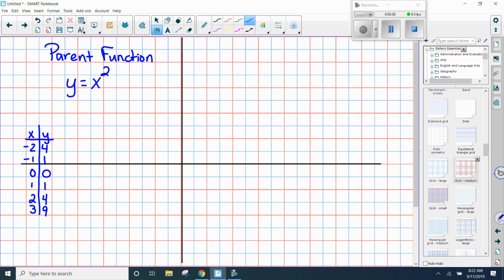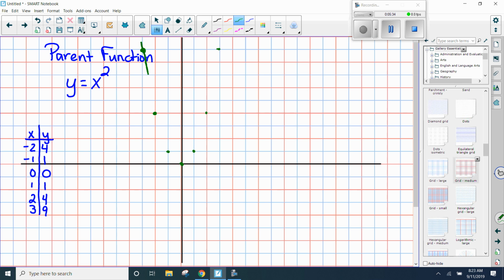So if I want to plot those points at -3, I think I'm going to run into my words, 2, 4, 6, 8, 9. Maybe I should do it in green. Then we have the point at -2, you get 4. At -1, you get 1. At 0, you get 0. At 1, you get 1. At 2, you get 4. At 3, you get 9.